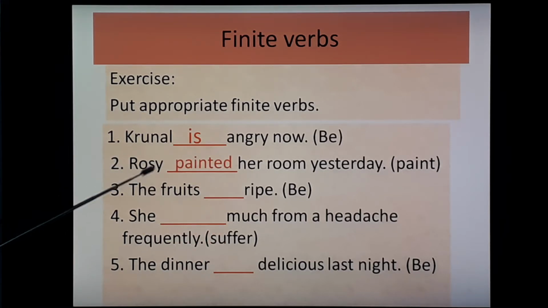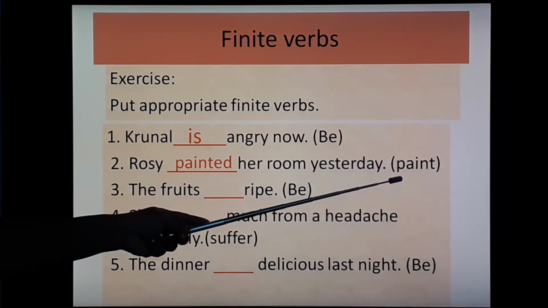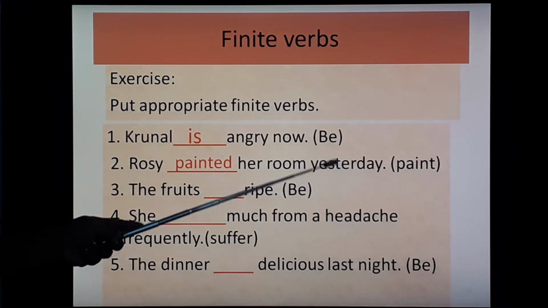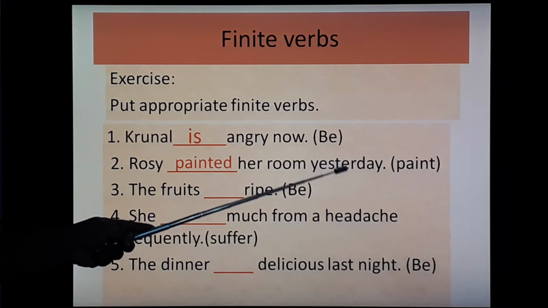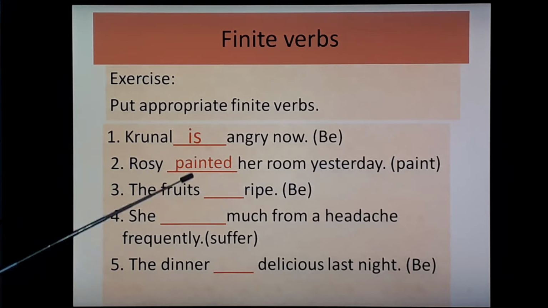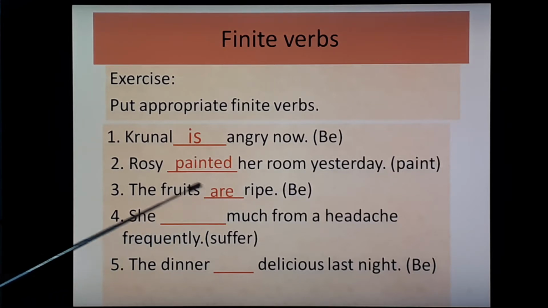Next, Rosie painted her room yesterday. In the bracket paint is given and yesterday is mentioned. I have already told you that when you find this kind of adverb in any sentence, it shows simple past tense. That is why here painted, the V2 form, is used. Third one, the fruits are ripe. Here also the be form is given, so is, am or are. Here are, because the subject fruits is plural.